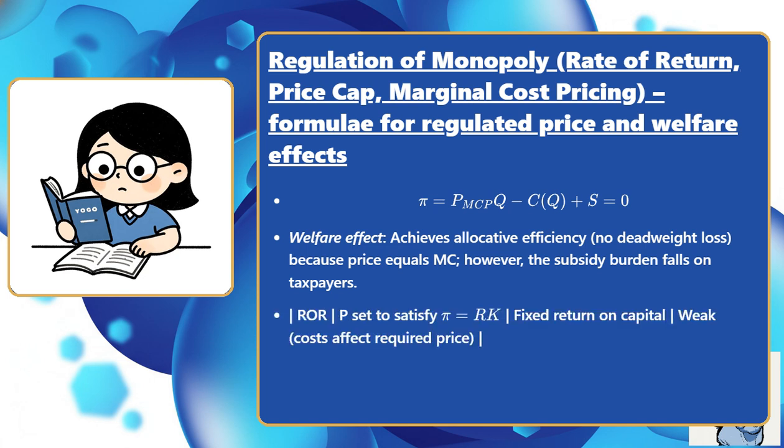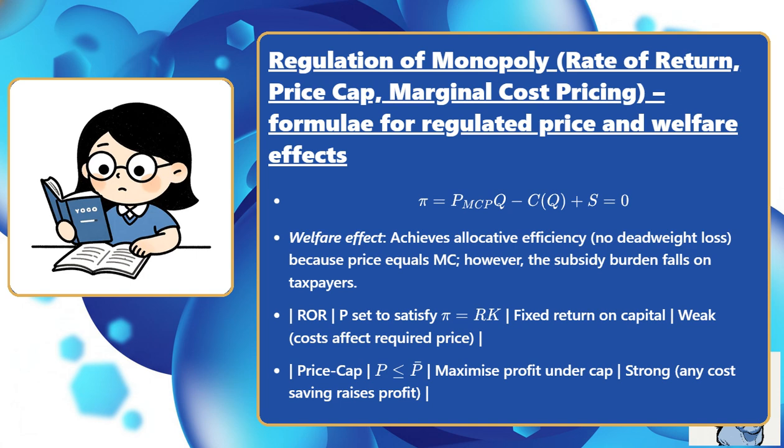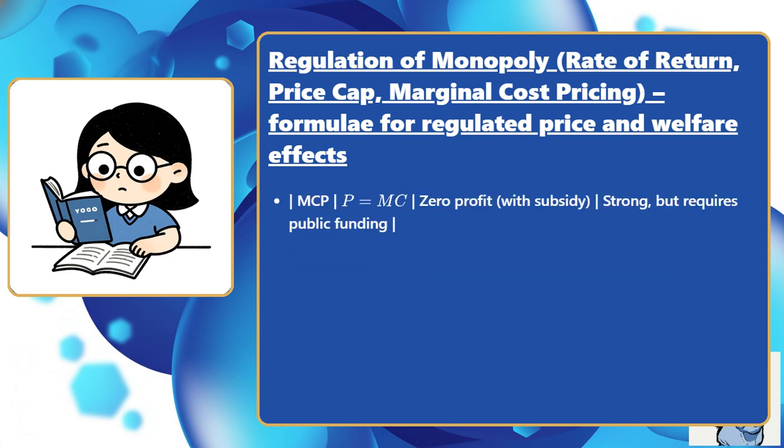Regime ROR: price rule, P set to satisfy pi equals rK, the profit target; fixed return on capital; incentive weak, costs affect the required price. Regime price cap: price rule, P less than or equal to P-bar; profit target, maximize profit under the cap; incentive strong, any cost saving raises profit. Regime MCP: price rule, P equals MC; profit target, 0 profit with subsidy; incentive strong but requires public funding.